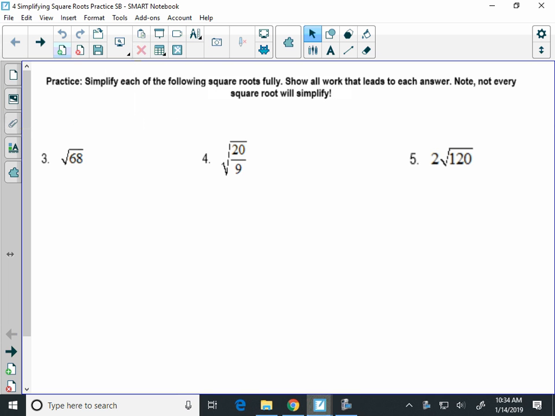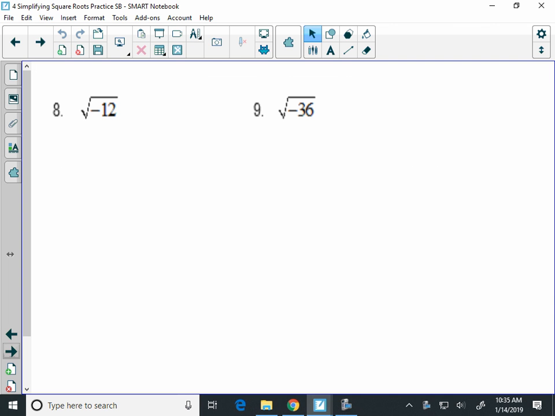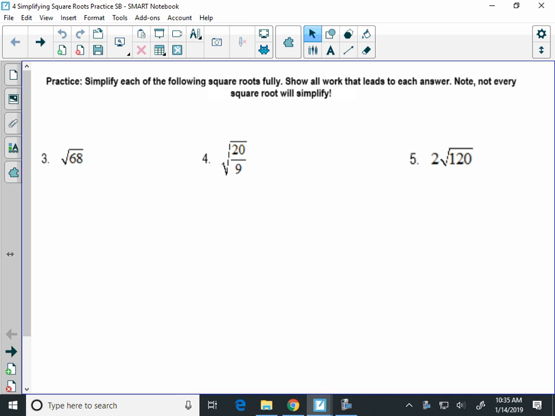Alright, so this is the simplifying square roots practice video. I'm going to do 3 square roots without a negative, and then a couple simplifying square roots that do have a negative in them. We're going to get a lot of practice here, but make sure that you understand I and how to find a simplified square root.